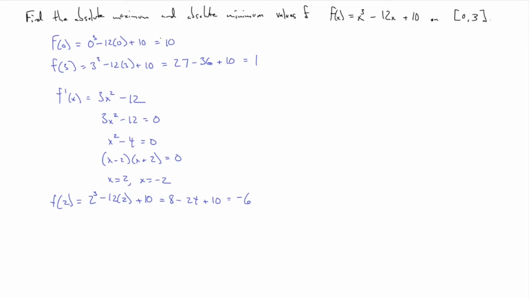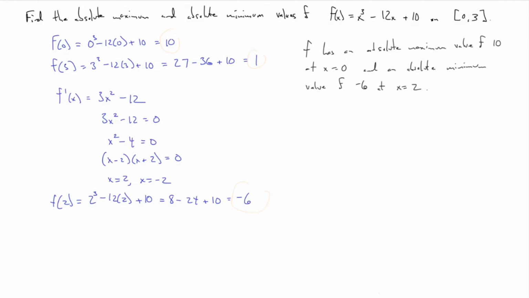Last step. We look at the three values we got, 10, 1, and negative 6. And the largest of these is the absolute maximum, and the smallest is the absolute minimum. And so here's our answer. On the interval 0, 3, this function f has an absolute maximum value of 10, which occurs when x equals 0, and an absolute minimum value of negative 6, which occurs when x equals 2.